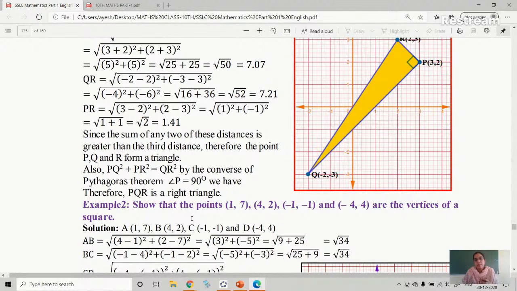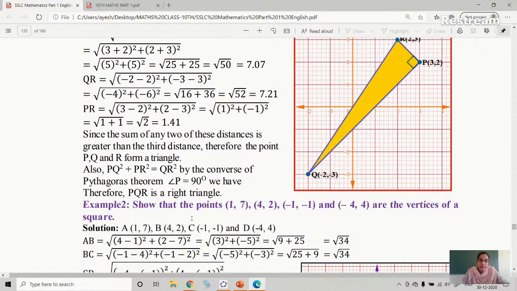If you see the points, and if you see the condition of Pythagoras theorem, that the square on the hypotenuse will be equal to the sum of the squares on the other two sides, if you apply that condition, you are going to get the same result, isn't it? That means you are going to get it as a right angle triangle. It is a right angle triangle.